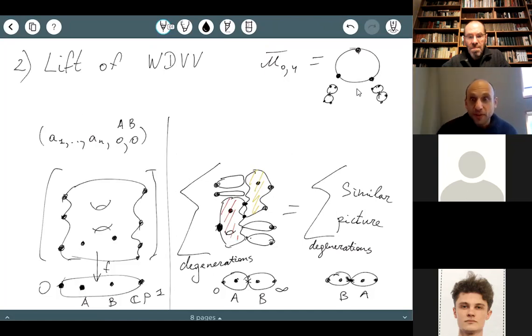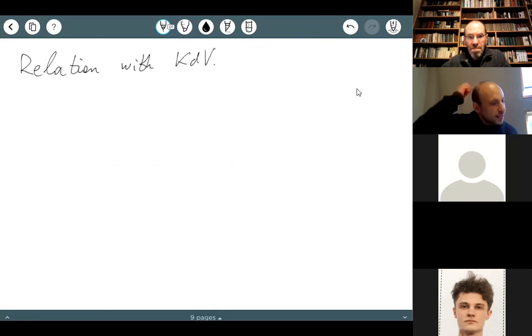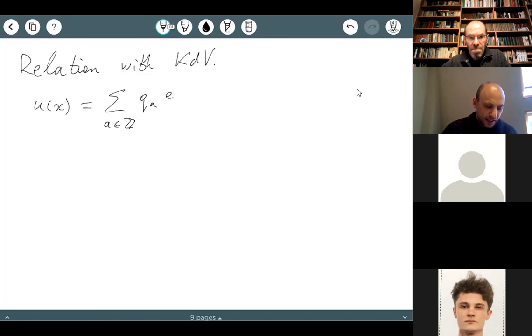Okay, so what's the relationship with KdV? How are we going to find our function? KdV is supposed to be a differential equation on U. So how are we going to find differential equations on U with that? So, the relation with KdV. The relationship goes via the formal Fourier series. So we will write U of X as the sum for A in Z, Q_A e to the power iAx.